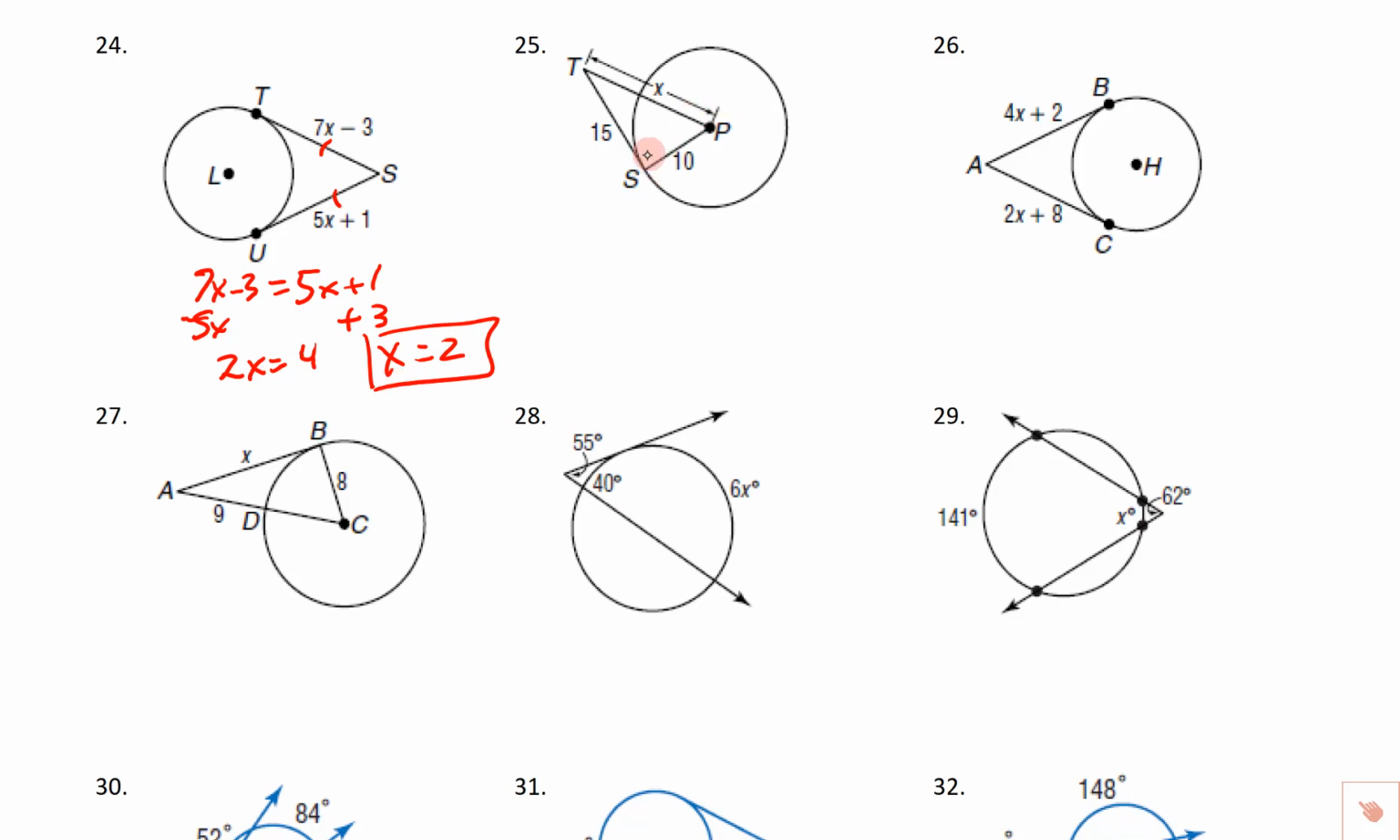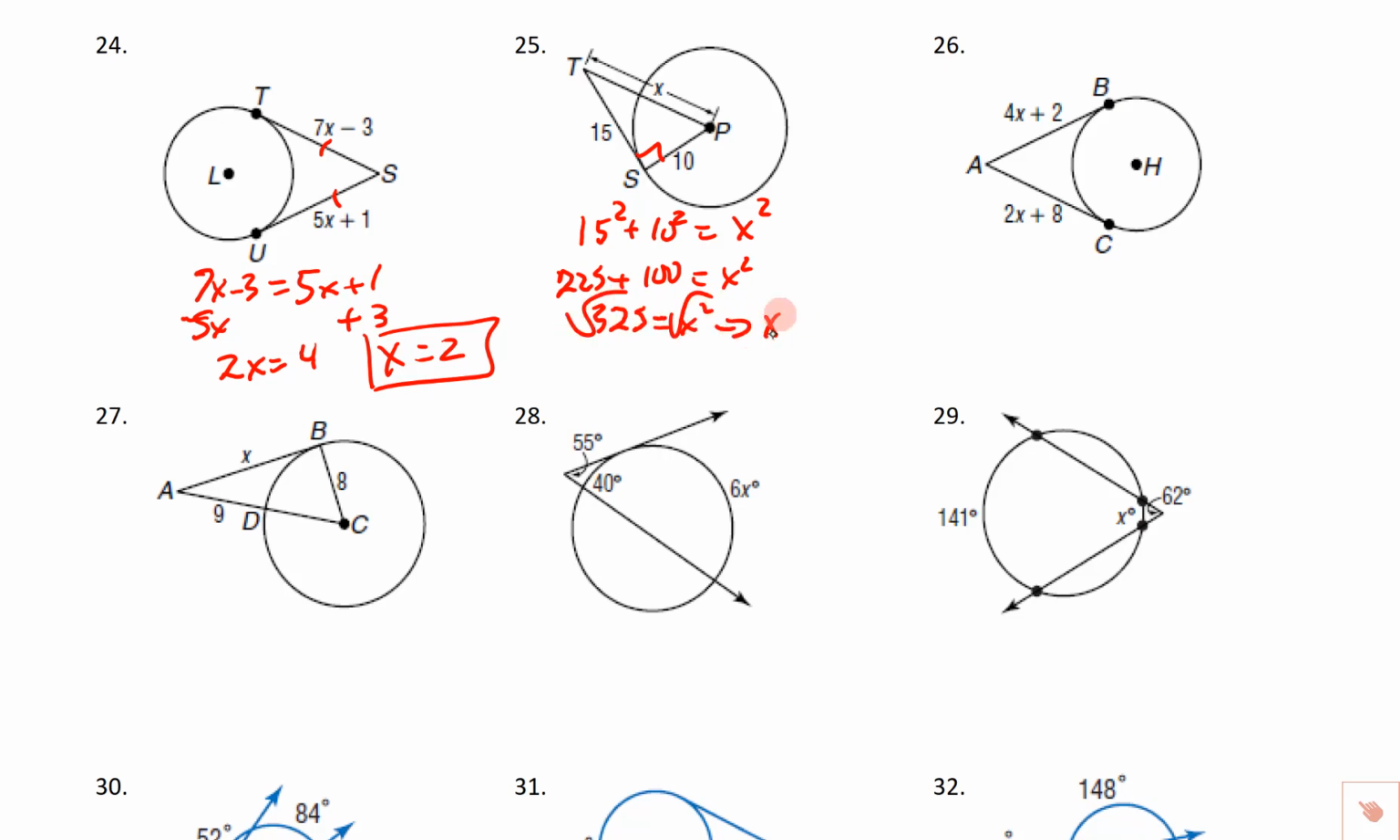This one right here, again, you'll notice this is a tangent, so we've got a right angle right there, so we can use the Pythagorean theorem. So I'm going to do leg squared, which is 15 squared, plus the other leg squared, which is 10 squared, equals x squared. So this is going to be 225 plus 100 equals x squared. So this is going to be 325 equals x squared, and we're going to take the square root.